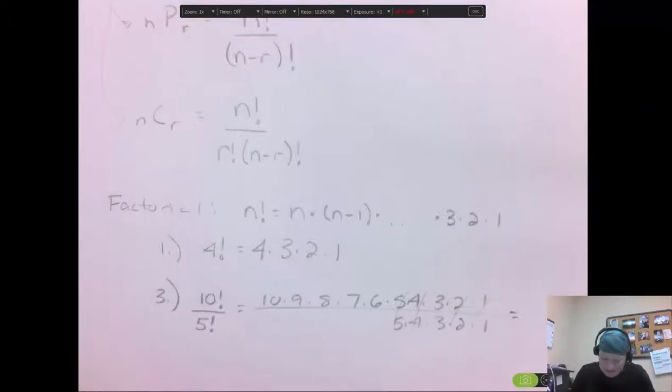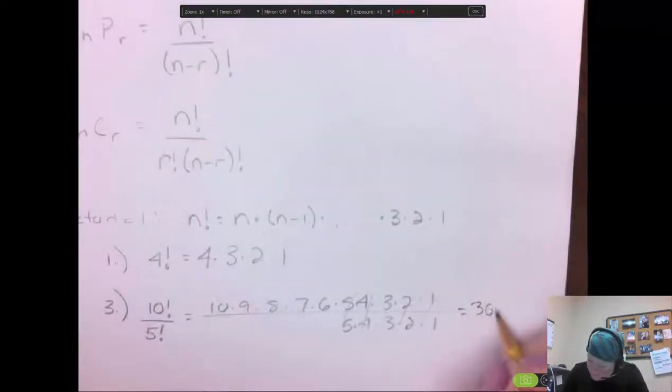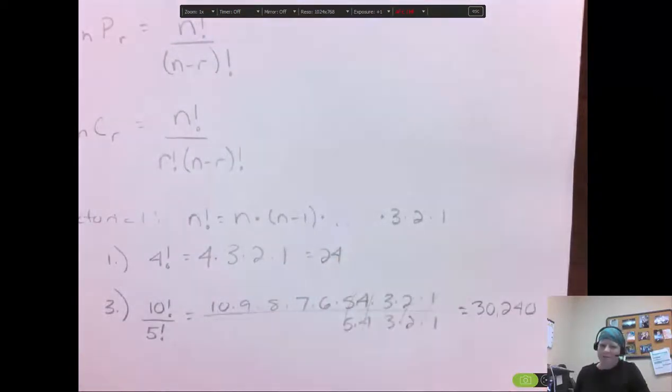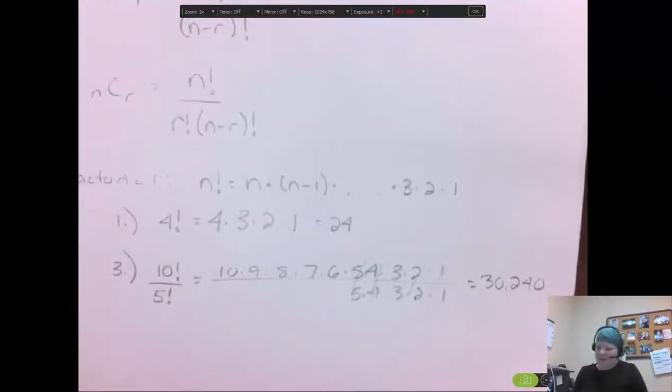Okay, so 10 times 9 times 8 times 7 times 6 is 30,240. This one ends up being 24. All right, so you can find the answers that way, but be careful with the division. And that's why I'm showing you this, because you'll end up with that in those formulas for permutations and combinations.